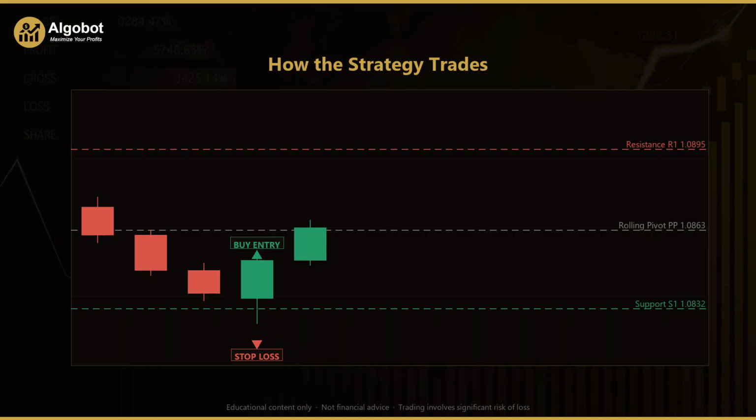A strong up candle forms that completely engulfs the previous down candle. It opens below the prior close and closes above the prior open. Notice that its low dipped down to and slightly beneath the support pivot, S1, but its body closed firmly back above it. This is the rebound the strategy is built to detect. Support was tested and rejected in a single bar. On this candle, the buy entry marker appears.